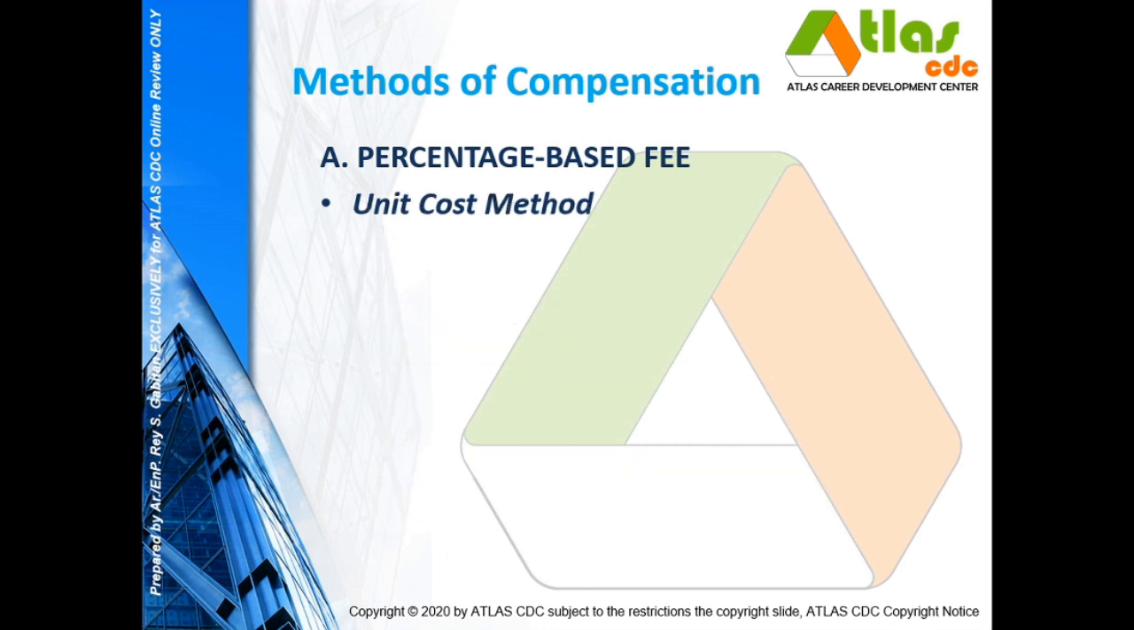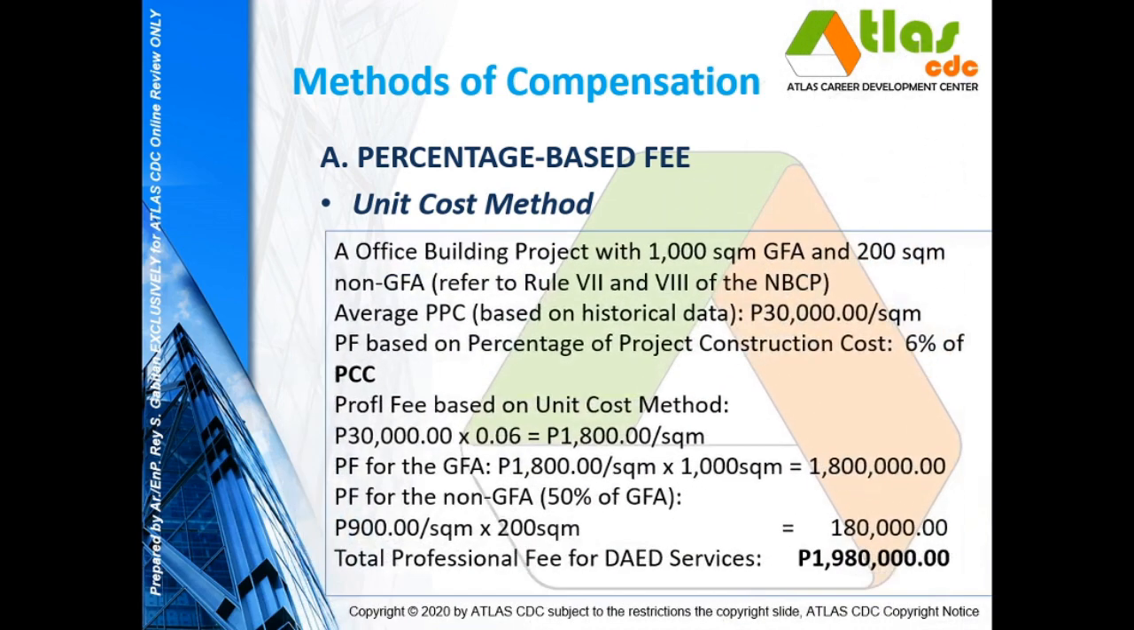Now, let's go to the new method, the unit cost method. Itong method na to has been applied by other professionals already, but for architects, this is the first time that we are using this, no? So for example, you have an office building project with 1,000 square meter gross floor area and 200 square meter non-GFA area. So computing for the GFA, you have to refer to Rule 7 and 8 of the revised IRR of the NBCP.